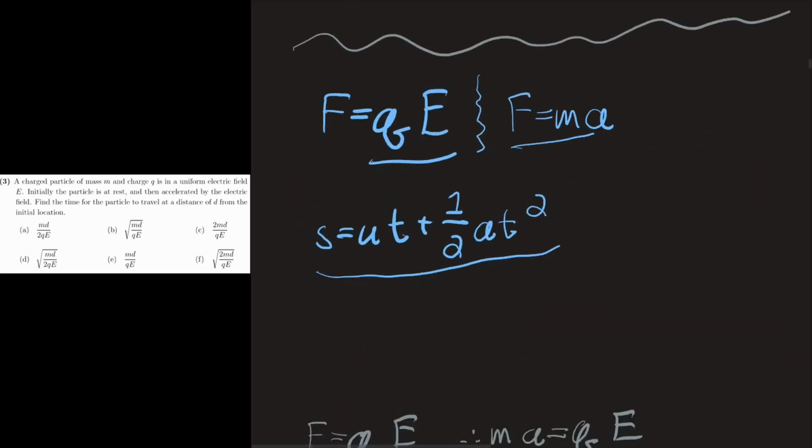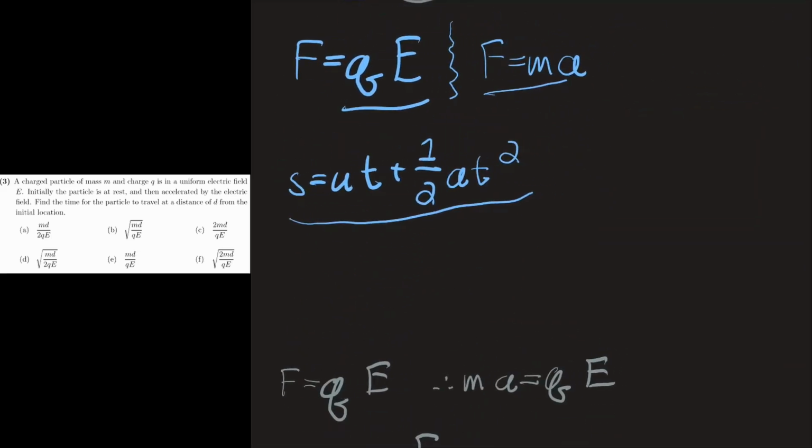So we have that the force is equal to Q times E, where Q is the charge given in the question, and E is the electric field strength, also given in the question. And because this is a force, it of course equals m times A, since force is mass times acceleration.